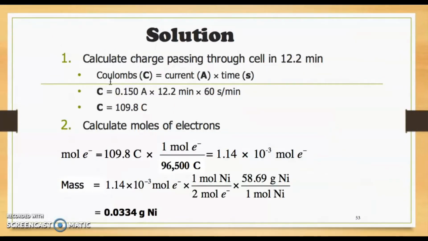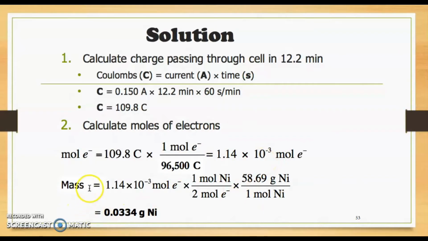So look at this solution. Number 1, you calculate the charge passing through the cell in 12.2 minutes. This is the coulombs, equal to the current multiplied by time. This is the coulombs, 109.8, and then calculate moles of electrons. So number of moles, the coulombs you divide by the Faraday's constant, 96,500 coulombs, and this is the number of mole.